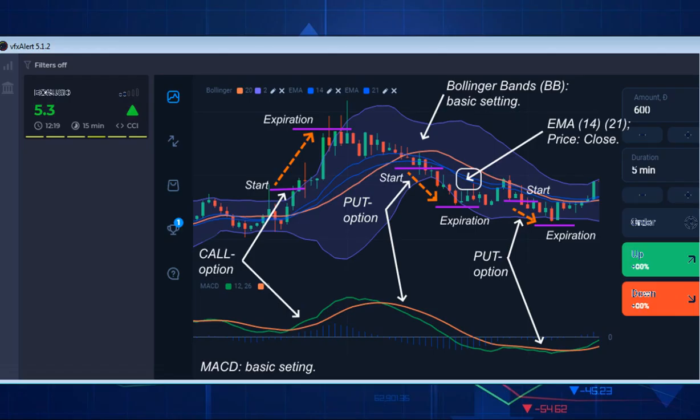On the screen, trading signals and options are opened when the following conditions are met. Up, call option: the price is above the Bollinger middle line and EMA, and MACD is above the zero level or its line is turning up. Down, put option: opposite signals. The price is below the EMA and the Bollinger middle line, MACD is below the zero level, and the lines are turning down.